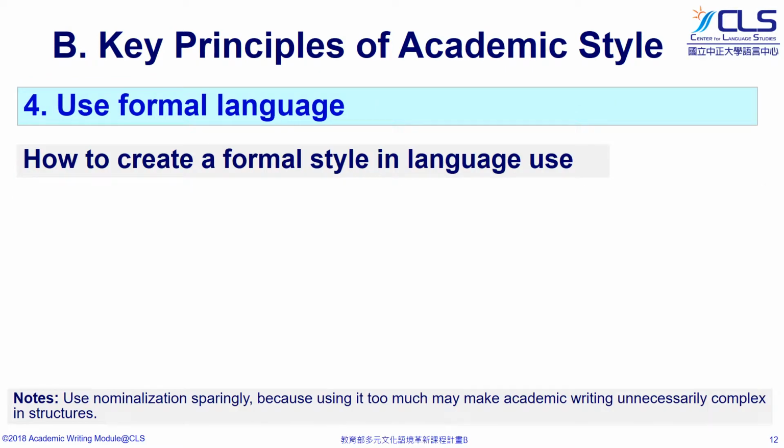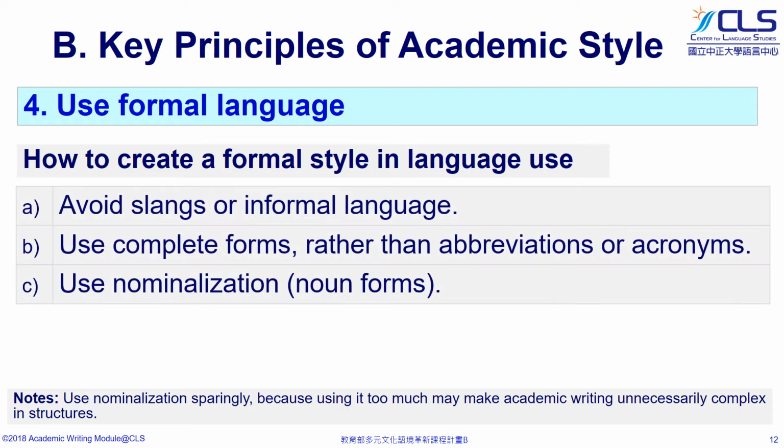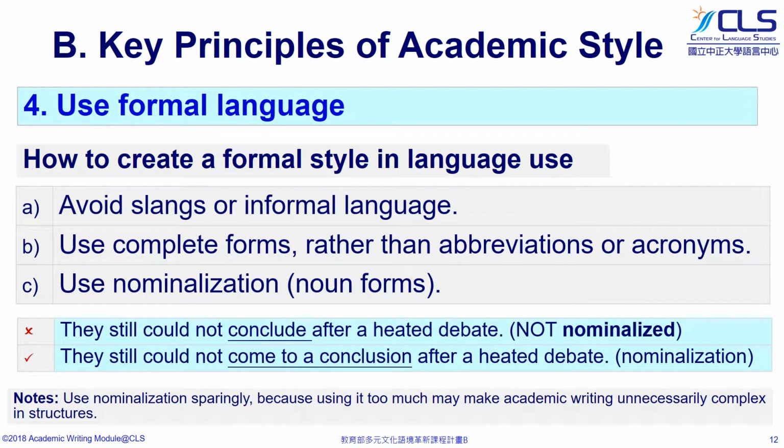The fourth, we need to use formal language. We need to avoid slang or informal language. Use complete forms rather than abbreviations or acronyms, and use nominalization when necessary. As we can see from this example, conclude is a verb. Its nominalization is come to a conclusion. We use the noun conclusion instead of the verb conclude.